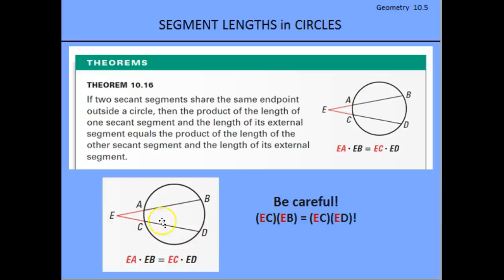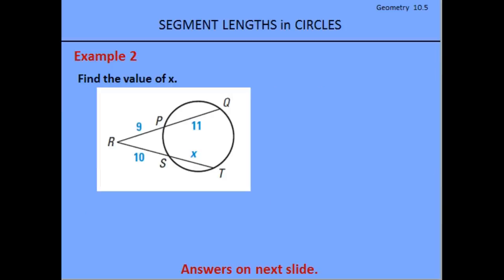It's not CD or AB. It's the whole secant. So that should be easy to do as long as you remember that one little thing, that it's going to be the portion times the whole equals the portion times the whole. Okay, let's use it. Moving on.